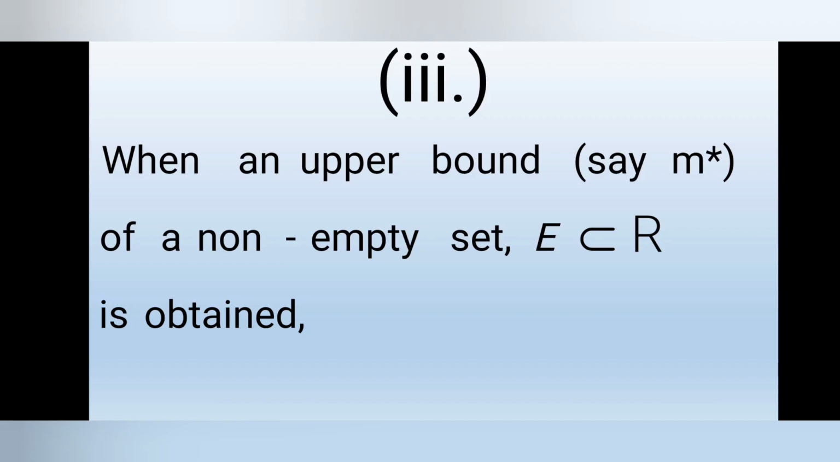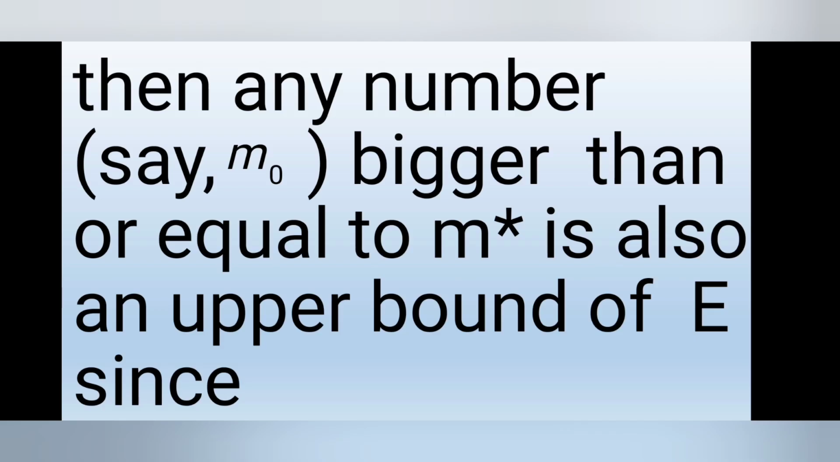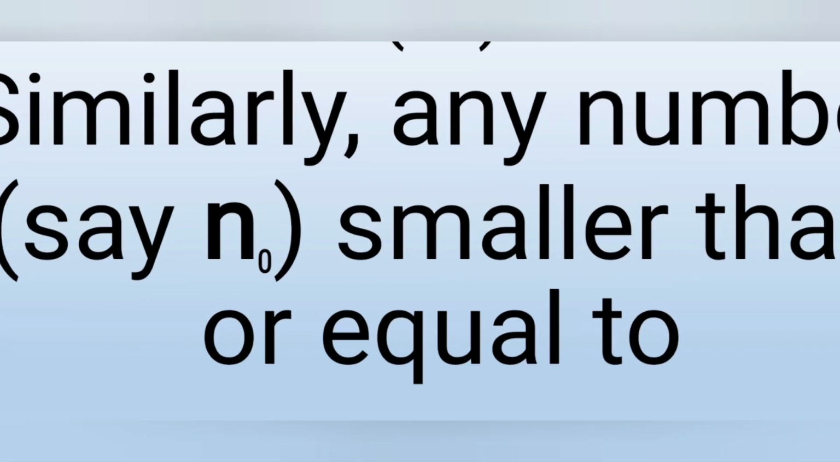When an upper bound of a set is obtained, then any number that is bigger than or equal to that upper bound is also an upper bound of that set. What do I mean? Let's say that the upper bound is m star and the number bigger than or equal to the upper bound is m0. Then it means that x is less than or equal to m star and m star is less than or equal to m0 for all x in that set. And this implies that x is less than or equal to m0 for all x in that set.